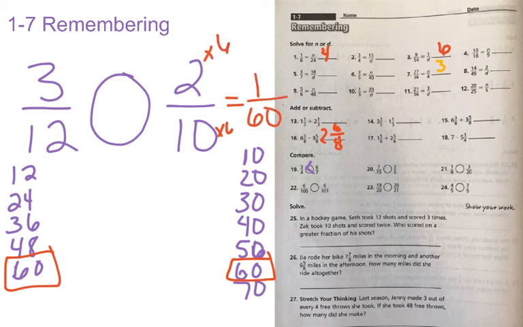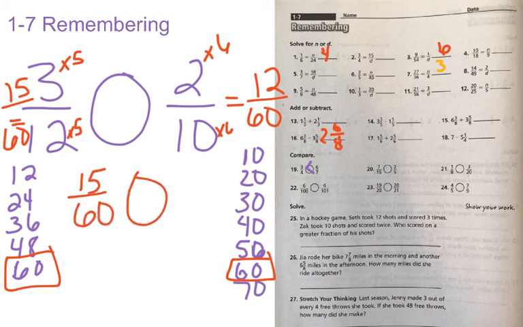2 times 6 is equal to 12. My other side here, I know that 5 times 12 is equal to 60, and I have to multiply the top and bottom by the same number, so 5 times 3 is equal to 15. So now I'm comparing 15/60 to 12/60, and 15/60 is larger than 12/60. So if I go back to my original, I can see that in a hockey game, Seth scored a greater fraction of his shots. Seth is my answer.